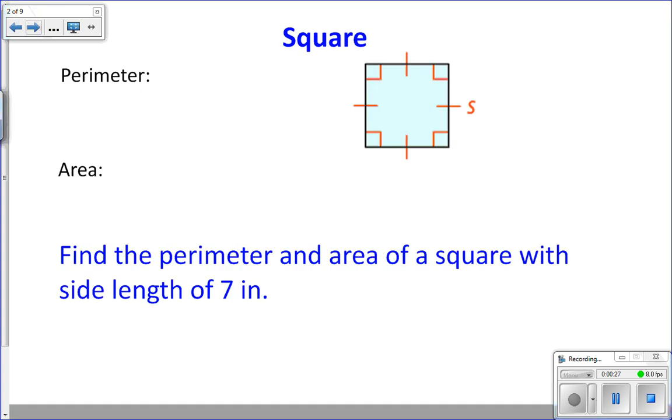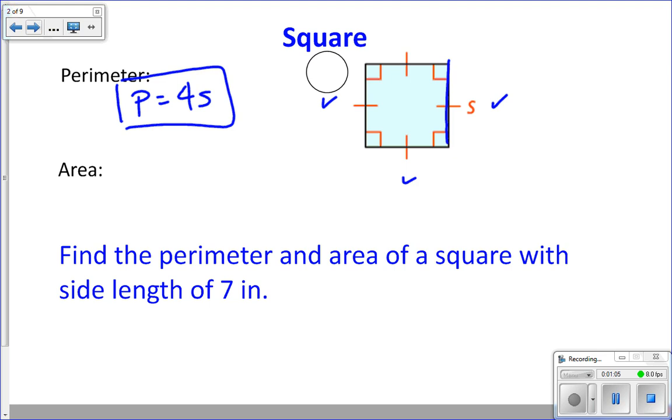Now I want to show you where these formulas come from, not just give you the formula. Okay? Here's a square, and I'm saying that one side of the square is length s as a variable. Now the perimeter is the distance around the outside of the figure, and so the distance around the outside of the square. Now there are 1, 2, 3, 4 sides on this square, and they're all length s. So the perimeter is equal to 4 times s.